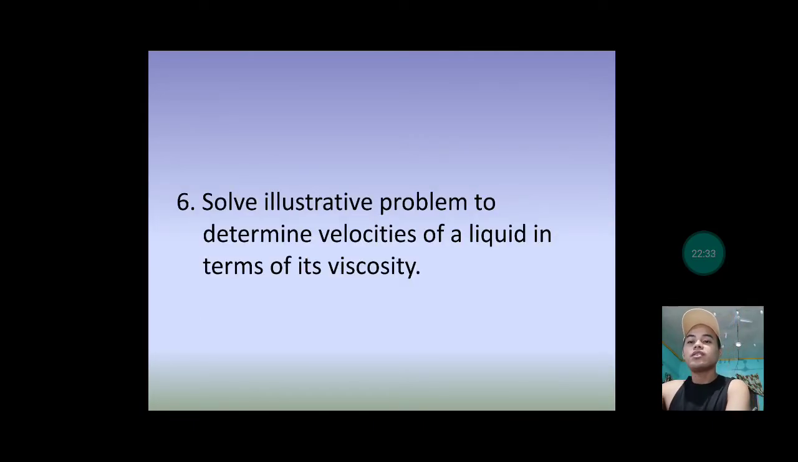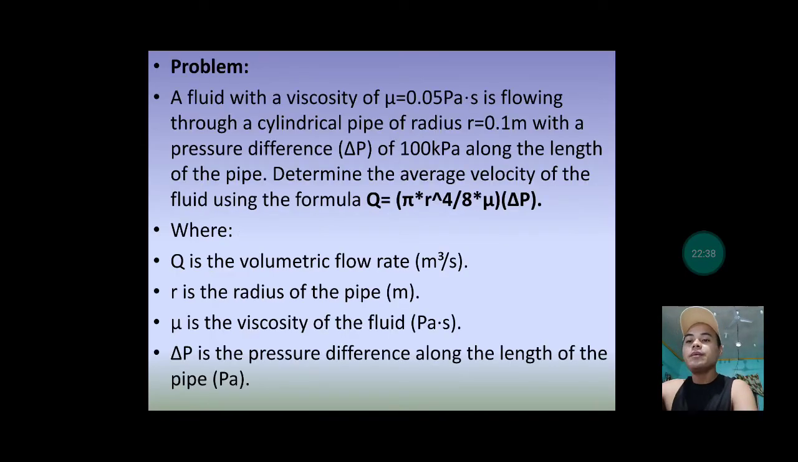Okay, next we have to solve an illustrative problem to determine velocities of a liquid in terms of its viscosity. So our formula will be volumetric flow rate Q is equal to pi r to the power of 4 divided by 8 times U, which is the viscosity of the fluid, times the difference in pressure. As you can see, the viscosity is already given at 0.05 Pascal second, the radius is 0.1 meter, and the pressure difference is 100 kilopascal along the length of the pipe. So determine the average velocity of the fluid using the formula.